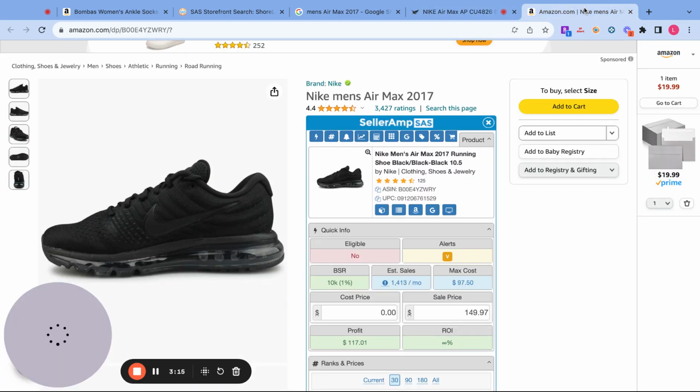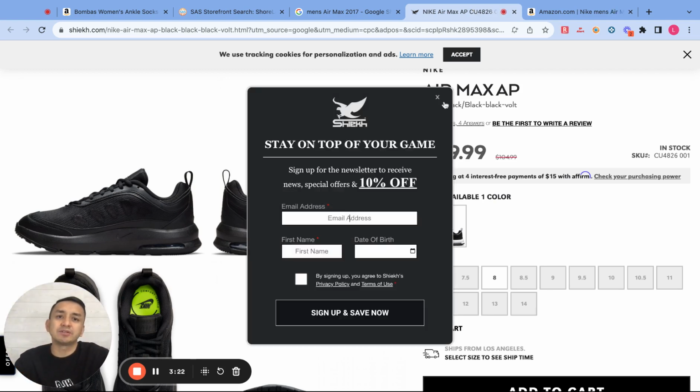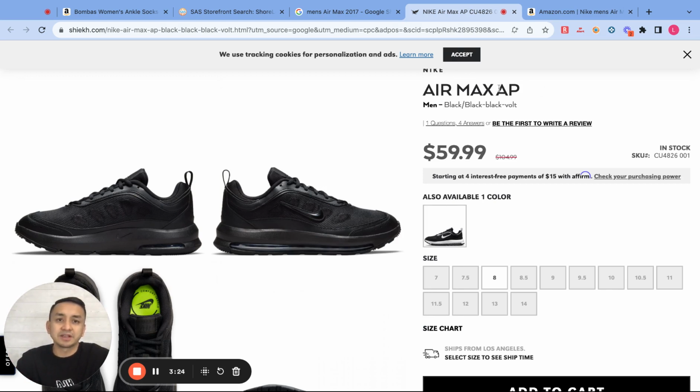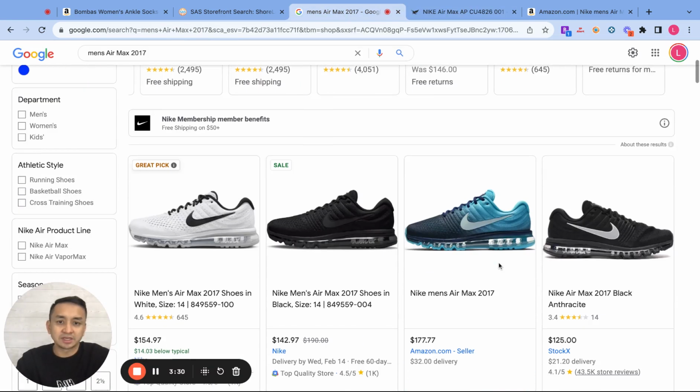Let's see. No, I don't think so. Air Max AP. Oh, okay. Yeah, this is not it. They just look very similar because they're both Air Max. So I would skip that one and keep it moving.